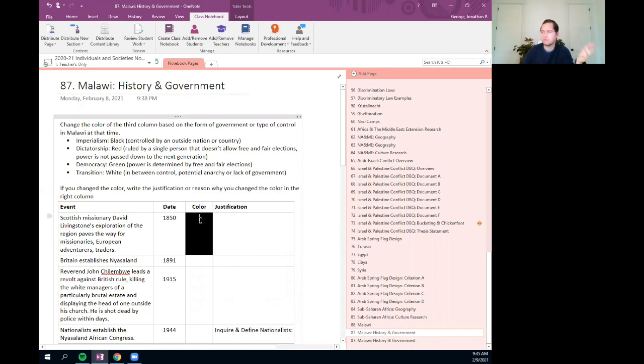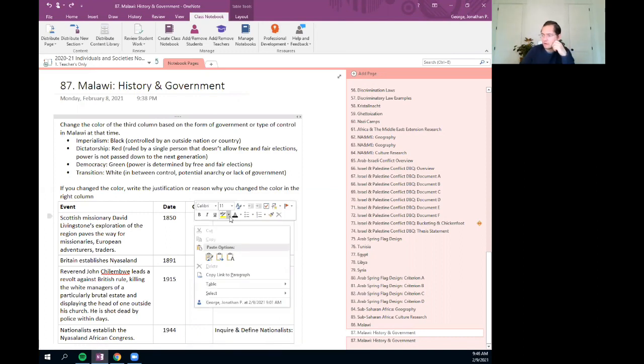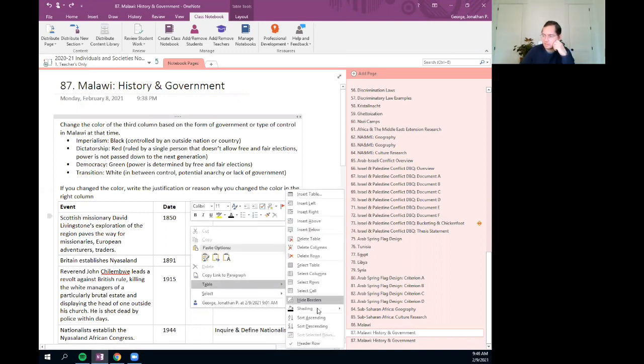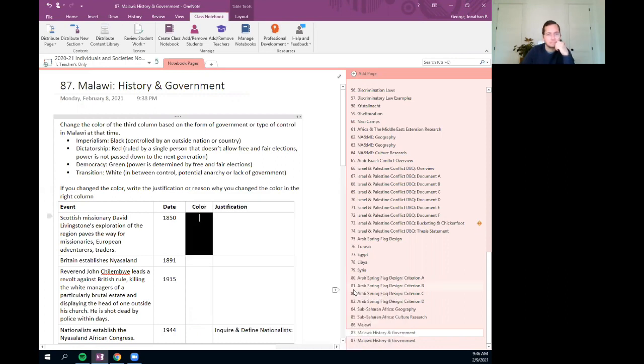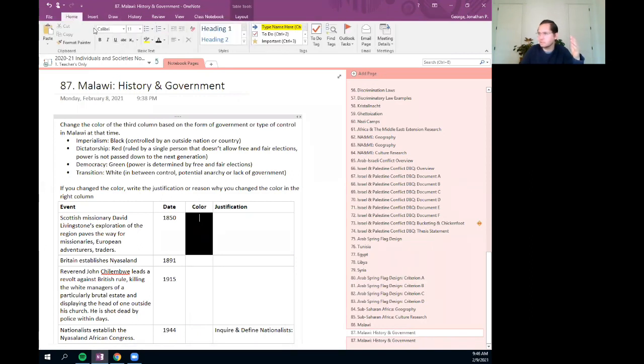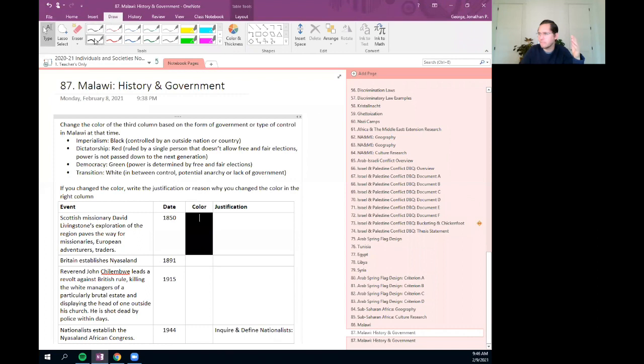Okay? And again, to do that, for me, I right click so I can get table, shading, black. Okay? All right, so that may be the cleanest and easiest way to do that. Again, other ways I believe, right? Y'all could go up to draw. I mean, maybe could be easy too, right?